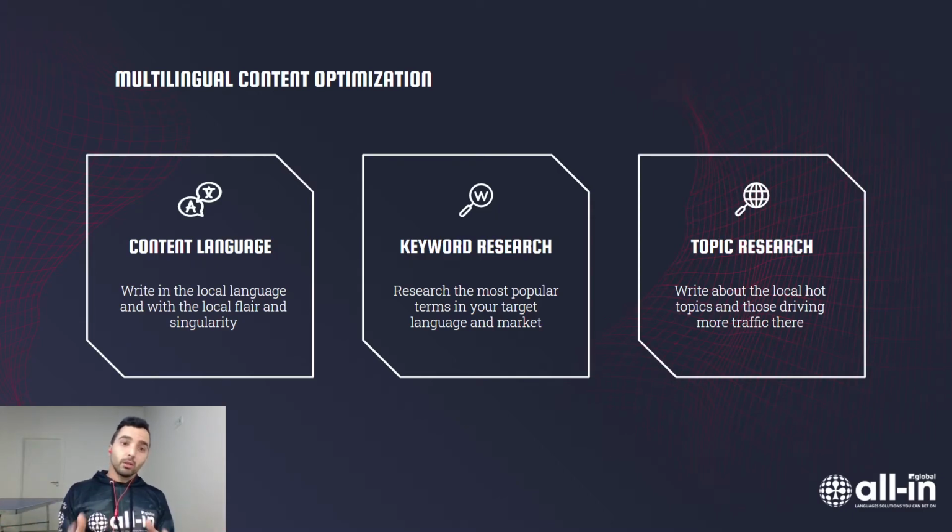So write in the local language and use the singularities of each of the languages, because you can have your website in Spanish and yet your Spanish is ready for Spain, but it's not ready for Mexico, because the type of Spanish and the singularity of each one of the regions is different. So the Spanish is not really the same. The flair of the language is not the same in both of them. So you really need to pay attention to how you deliver the message to your audience.